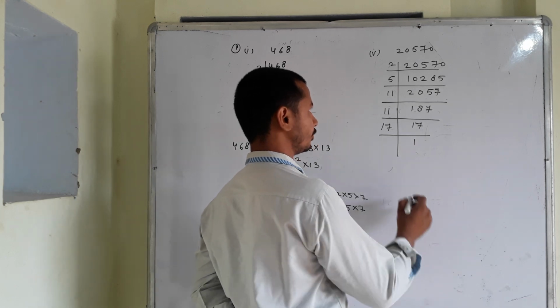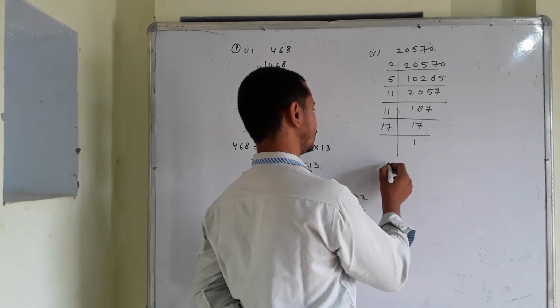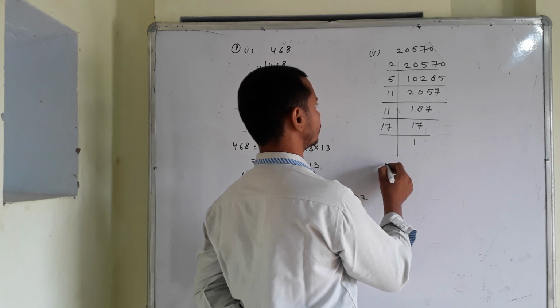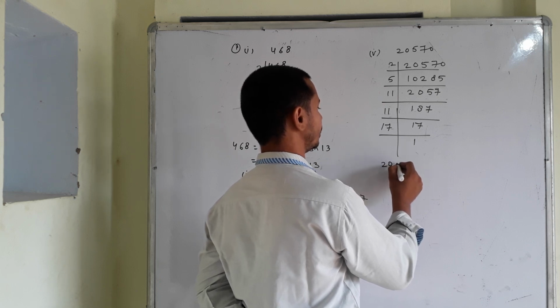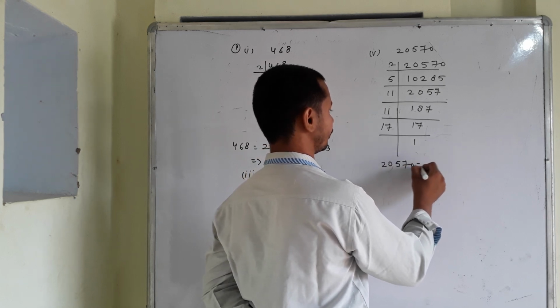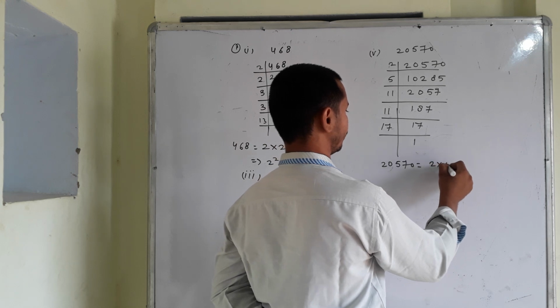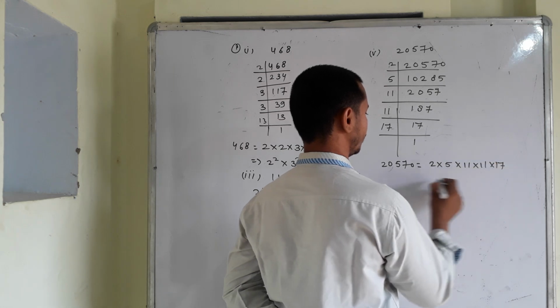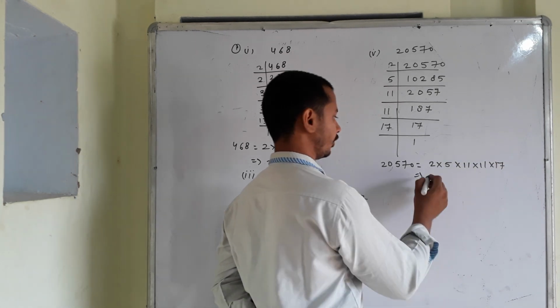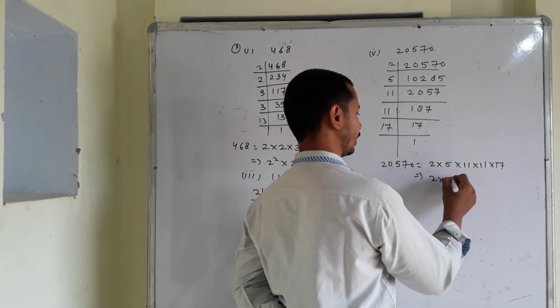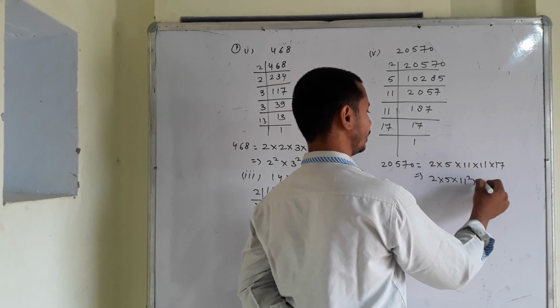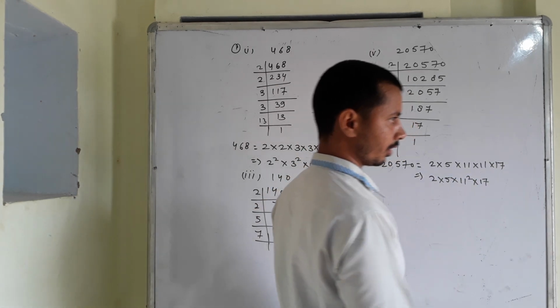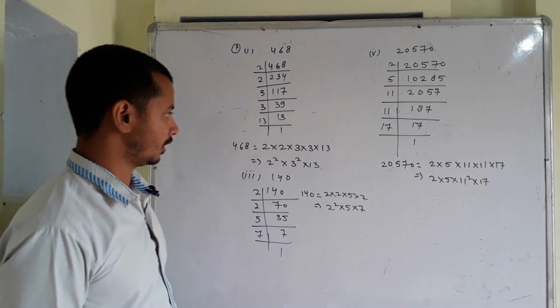So we find 1, and we can write the factors: 20,570 equals 2 multiply 5 multiply 11 multiply 11 multiply 17, and we can also write in the form of 2 multiply 5 multiply 11 square multiply 17. Okay, note the answers.